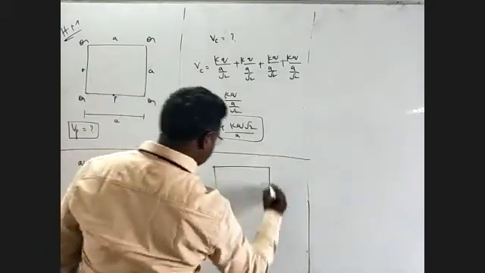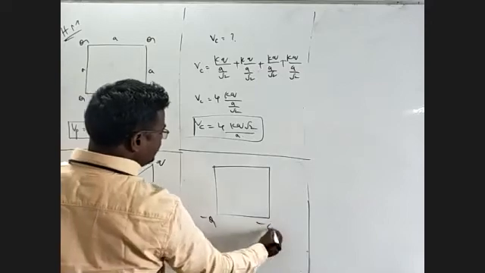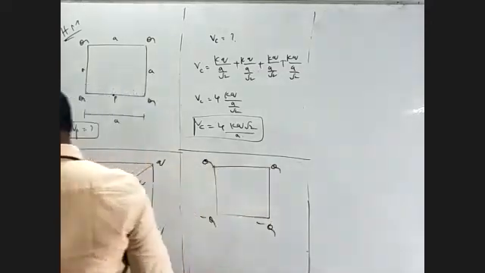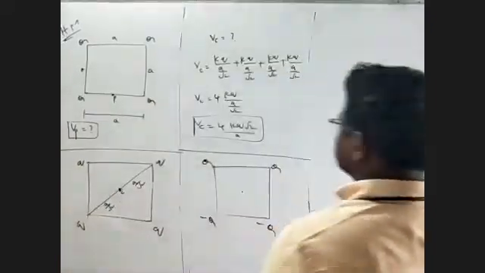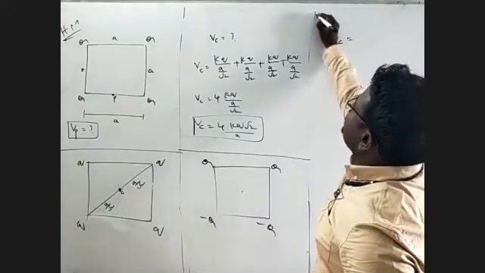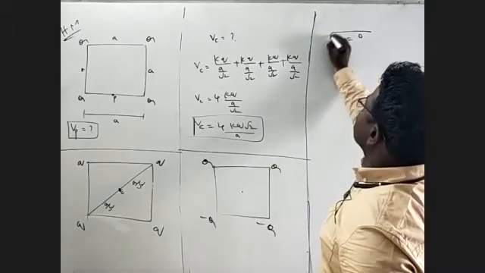Next, third model. This is a square, with charges at the corners: minus Q, plus Q, plus Q. We have to find out the relative potential at the center point. So what is the answer? Your answer is VC, the relative potential at the center point, is equal to 0. That is your answer.